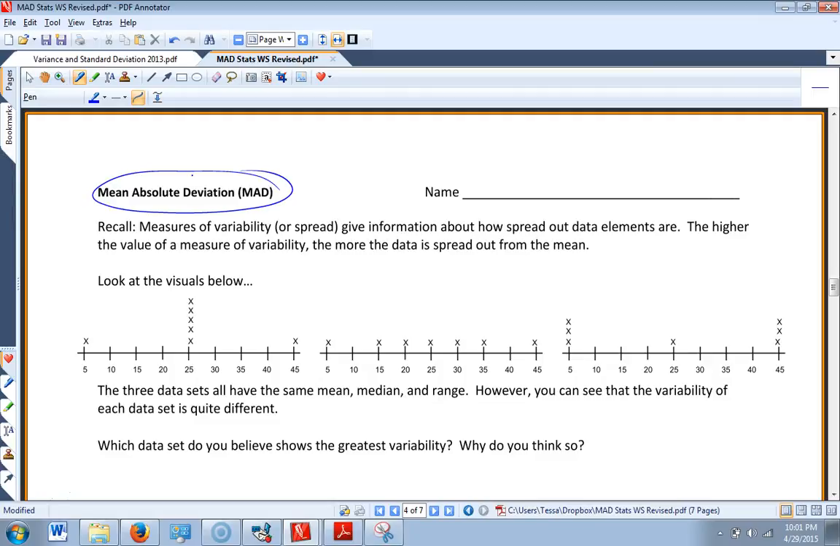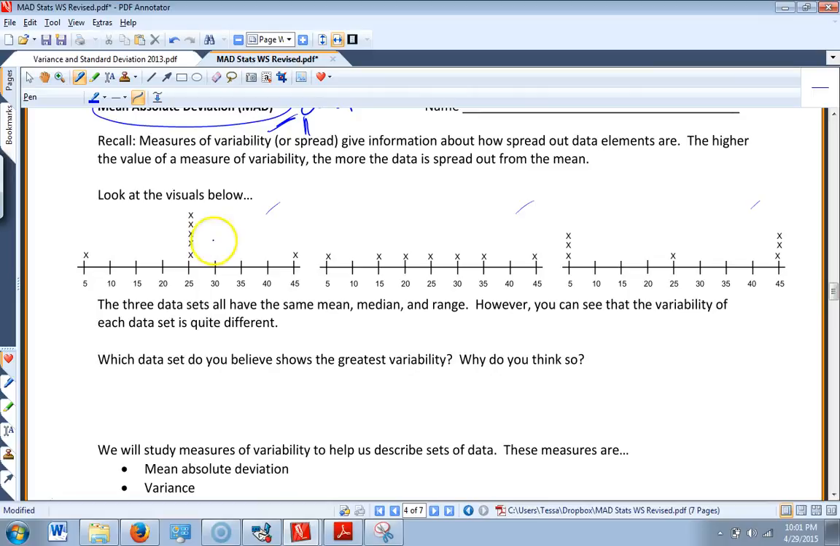Alright, here we go. So, measures of variability, or spread, or dispersion, okay? They give us information about how spread out the data elements are, okay? So the higher the value of the measure of that variability, the more spread out the data is from the mean. So if we look at each of these data sets below, okay? So here, here, and here, we want to know, all of them have the same mean, right? But we want to know how spread out is that data, okay?